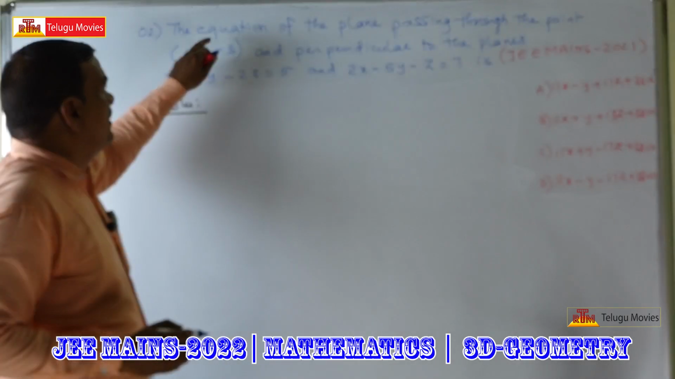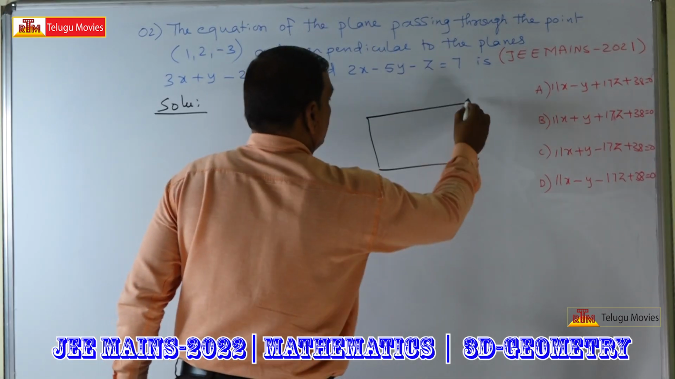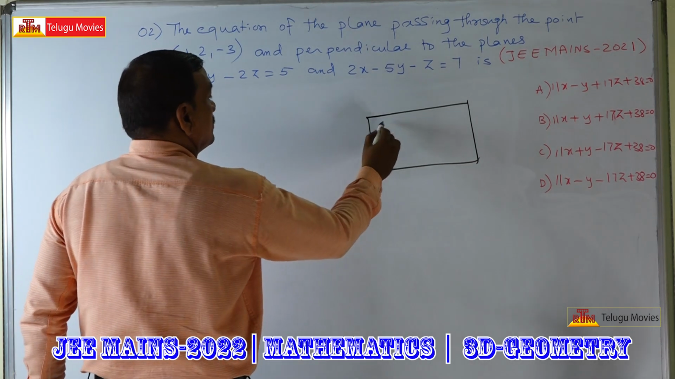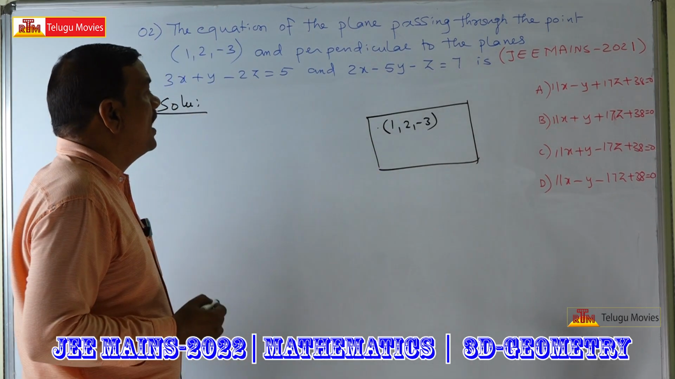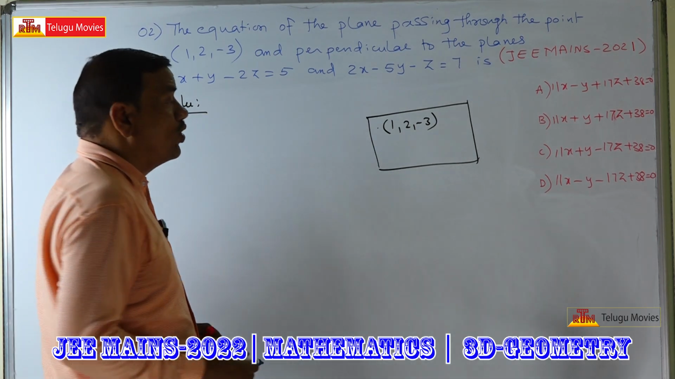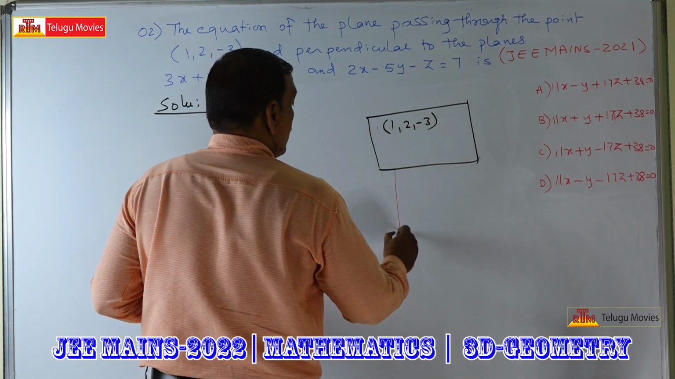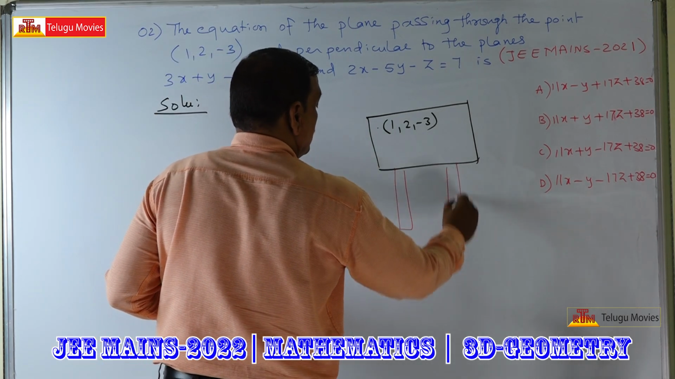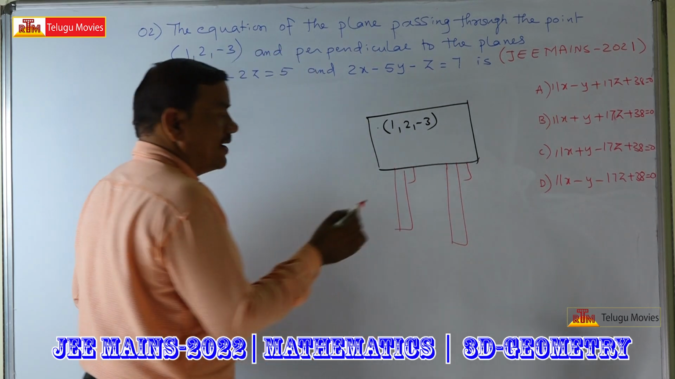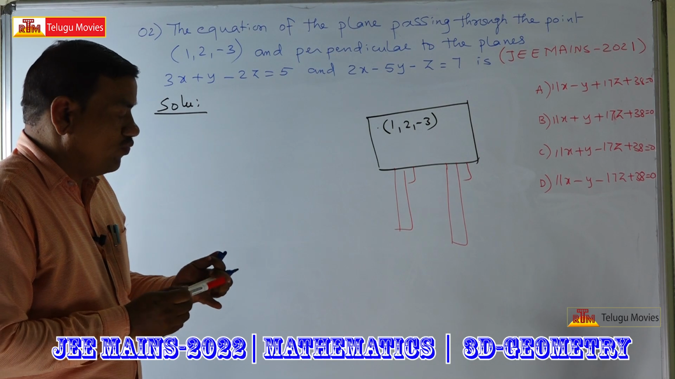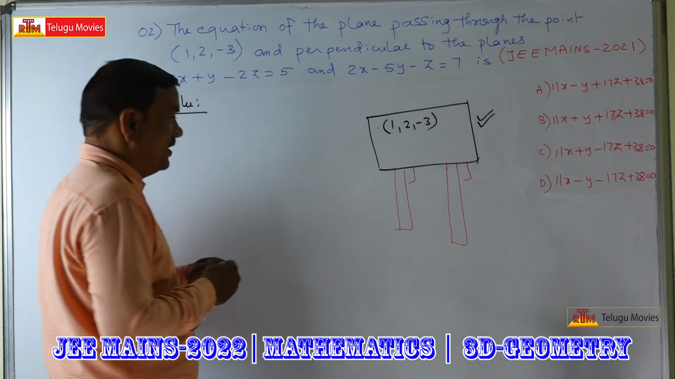So the required plane is passing through the point (1, 2, minus 3), and it is perpendicular to two more planes. Let us take another plane. The two planes are like this, I am just drawing this. This is another plane. So these two are perpendicular. I am just drawing like that. So we want the equation of this plane.